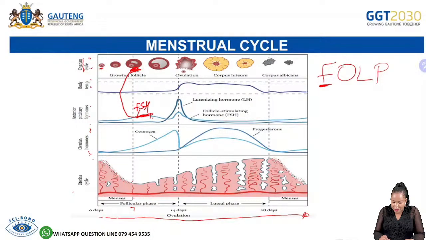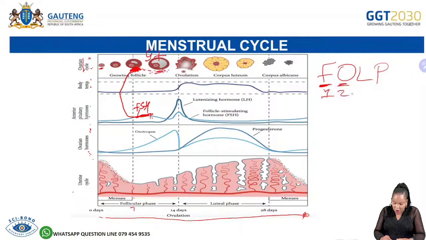Then after they are developing, look at this one. It is now called a Graafian follicle because it is mature. What is going to happen? These follicles, as they develop, are releasing a second hormone. Which is the second hormone? The second hormone is our estrogen. Let us go look at the levels of estrogen. Is it in correlation with what we are seeing in the ovaries?